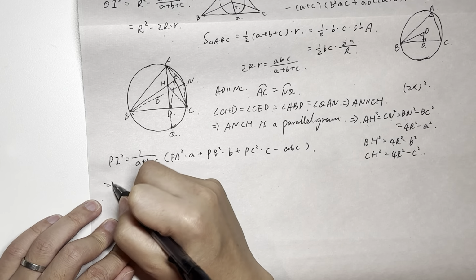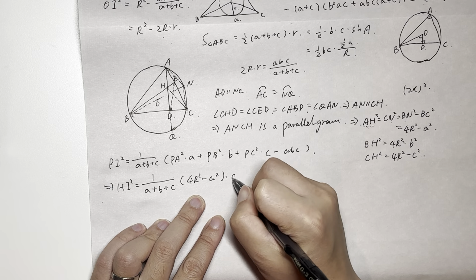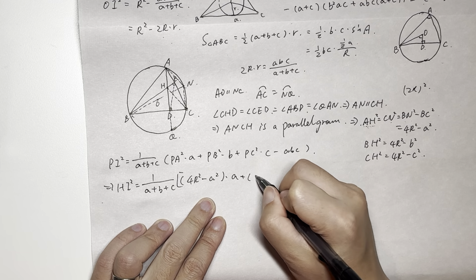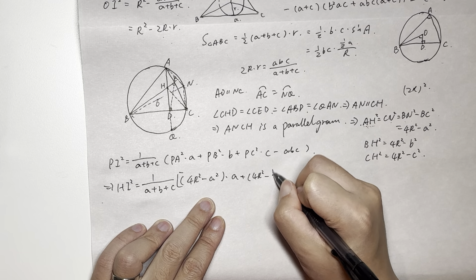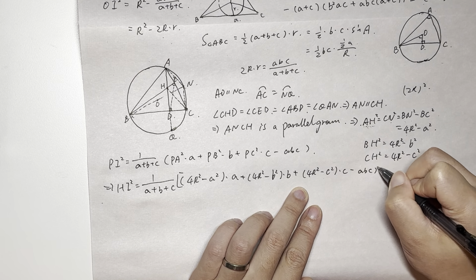So we got HI square equals 1 over A plus B plus C times PA square. What is PA square? P here represents H, right? So HA square, which is 4R square minus A square, times A, plus 4R square minus B square times B, plus 4R square minus C square times C, minus ABC, right?